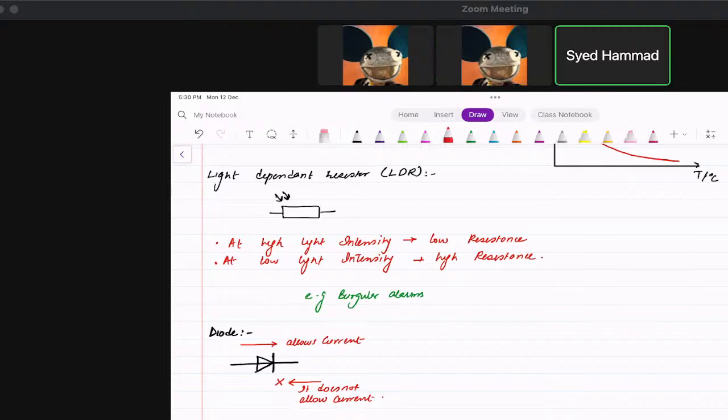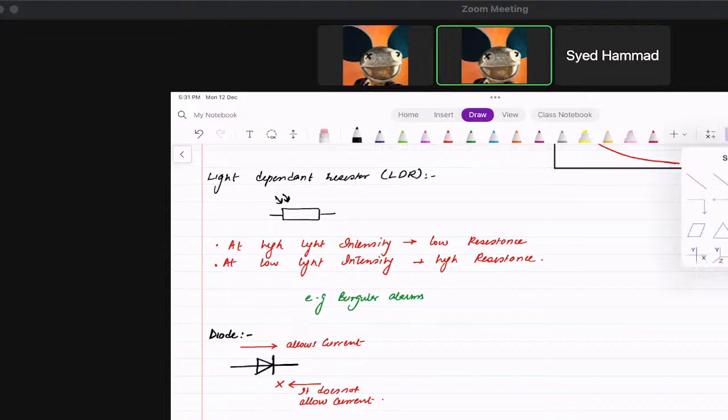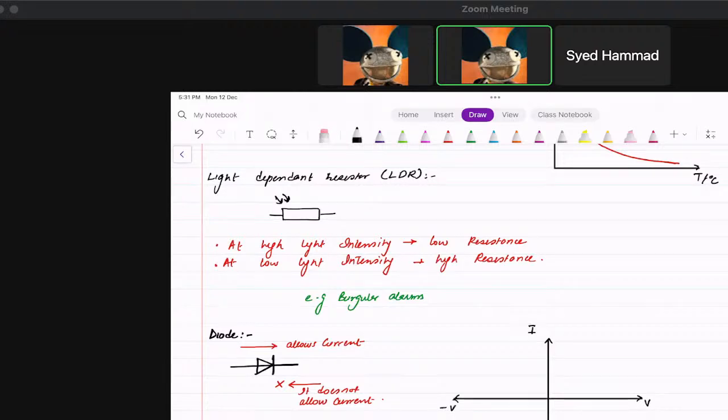Usually it is just biased in one direction, which means if we get a graph like this, voltage is here, current is here, and this is negative voltage, negative current. So it would allow current to pass very quickly after about 0.6 volt, after which it goes up very fast. But on the other side, it does not allow any current.